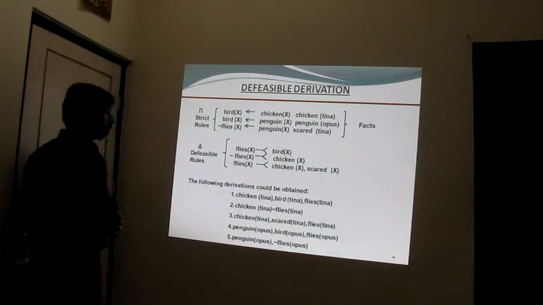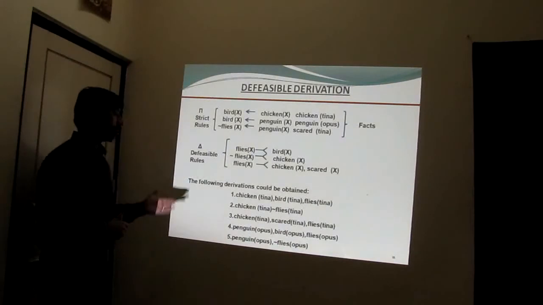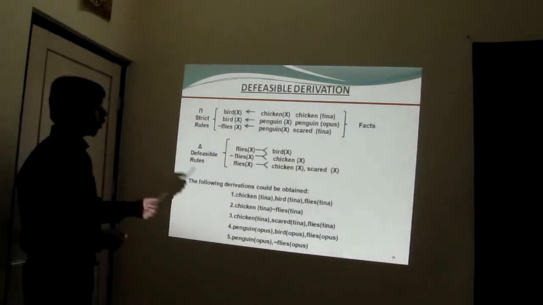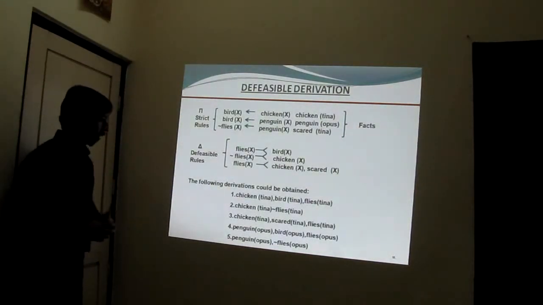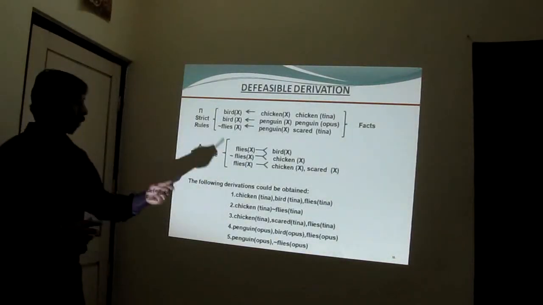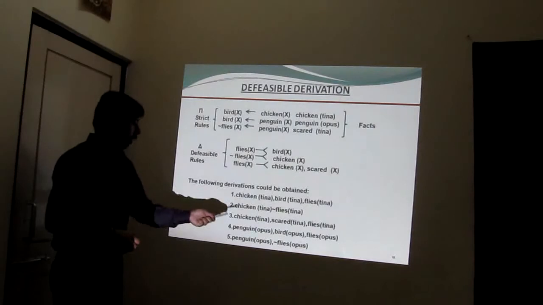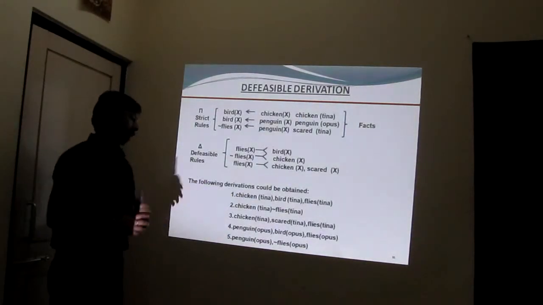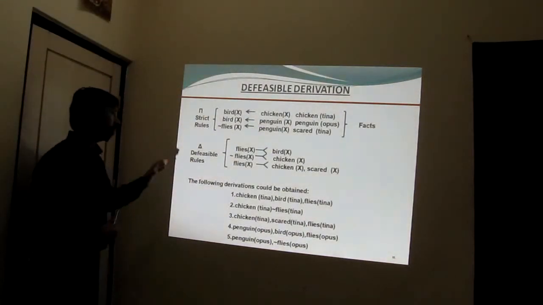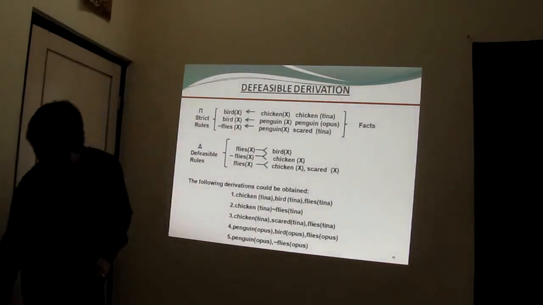From this defeasible program, the following derivations can be obtained. Number one: Tina is a chicken, Tina is a bird, Tina flies. Number two: Tina is a chicken, Tina does not fly. Number three: Tina is a chicken, Tina is scared, and Tina flies. Number four: Opus is a penguin, Opus is a bird, Opus flies. And number five: Opus is a penguin, Opus does not fly. These are the possible defeasible derivations which can be obtained from this defeasible program.